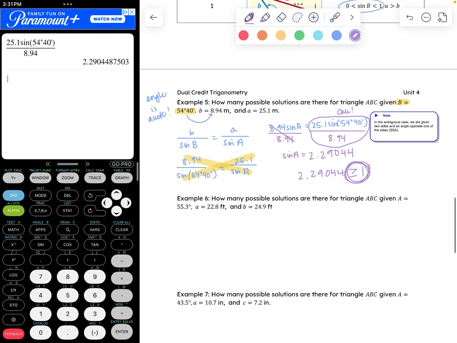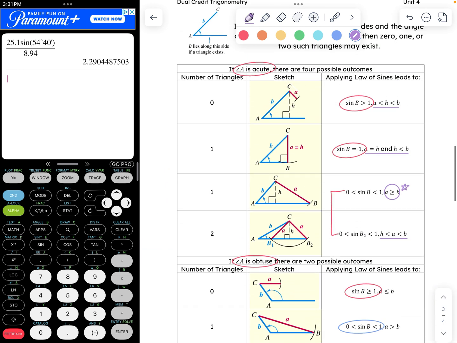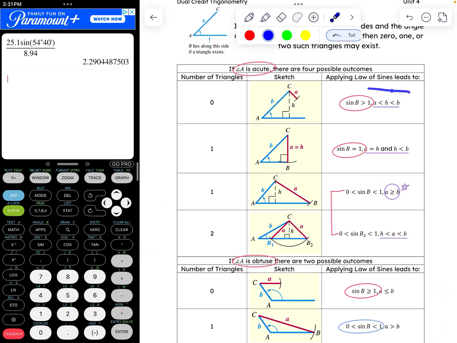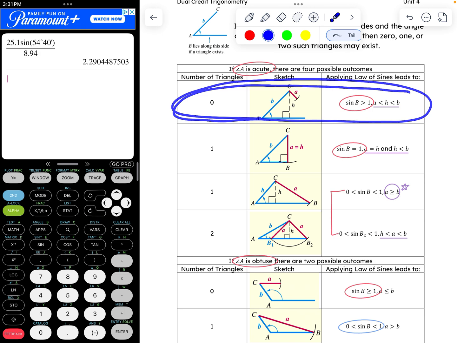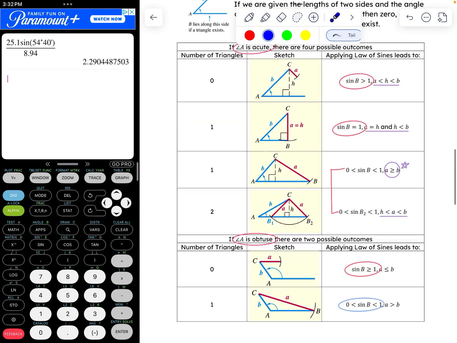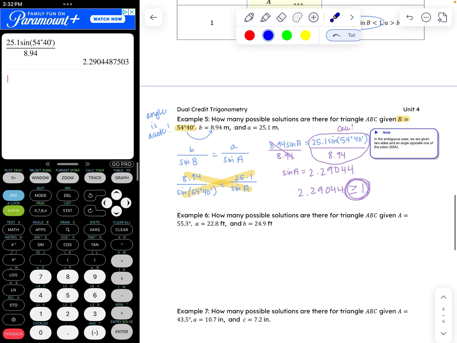So if I come back up here and look at my table, the greater than 1 is this first row right here. Sine of A is greater than 1, which means there are 0 possible triangles. And actually, it's not greater than or equal to, it just needs to be greater than 1, which means 0 triangles. And that's it. We just needed to figure out how many possible triangles. There are 0 triangles. We're done. No triangles possible.